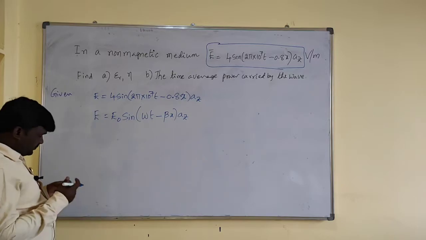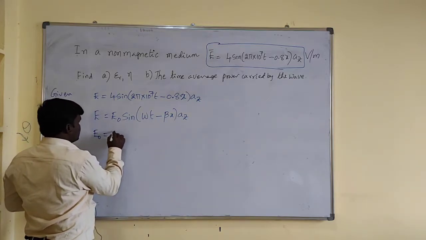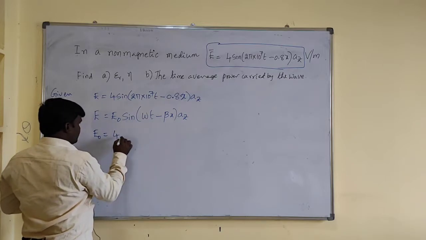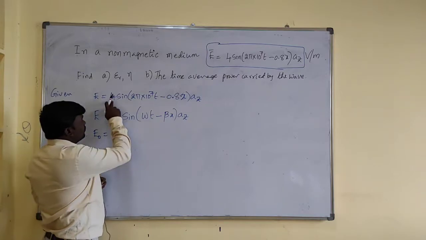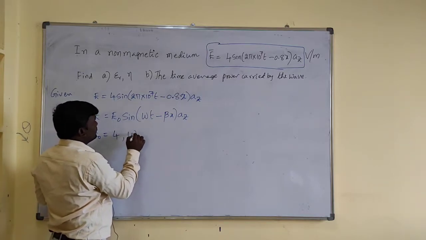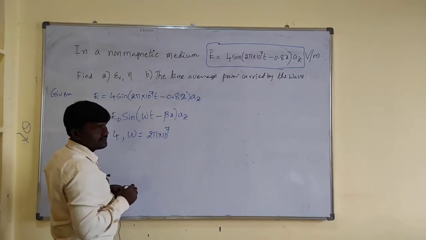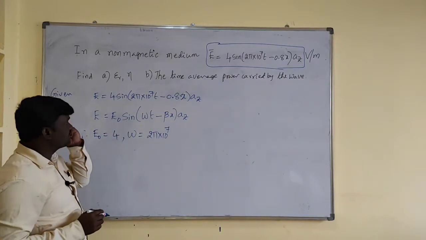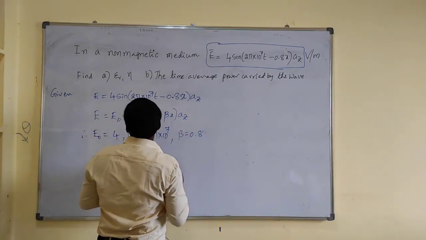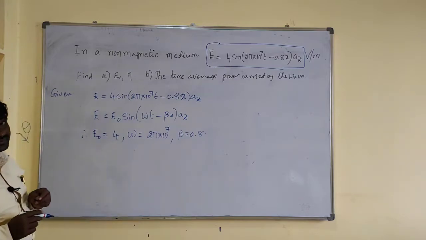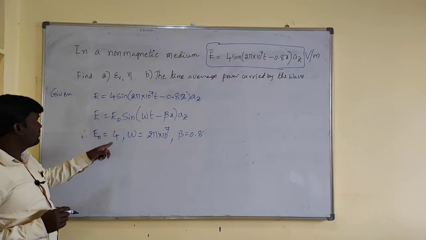Now, coming to this, by comparison we can write E naught equal to 4, and omega is 2π × 10^7. Of course, the unit of omega is radians per second, and beta is nothing but 0.8. We need to determine E naught, basically.